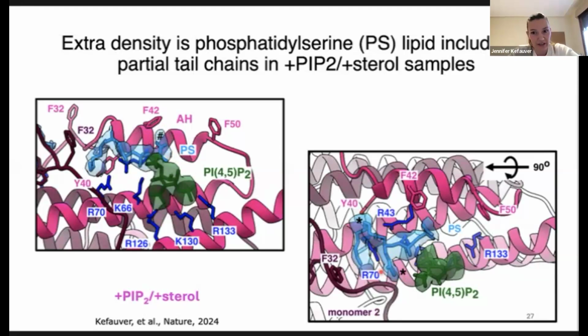But why does including sterols in our lipid mixture result in the binding of this PS lipid? Well, one idea is that the sterols could serve to fill a packing defect created by the binding of PS to PIL1, which could stabilize the conformation that we see here.